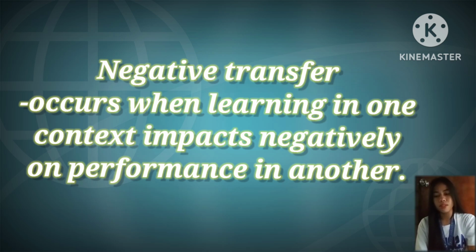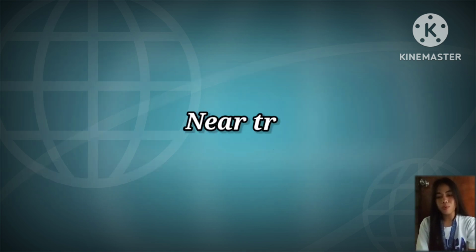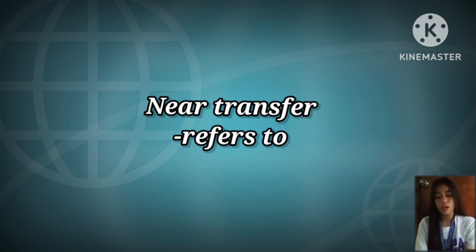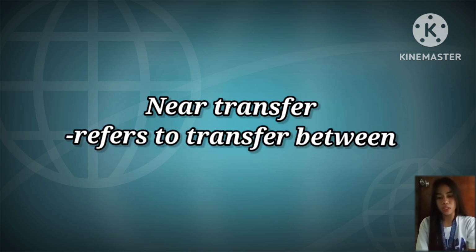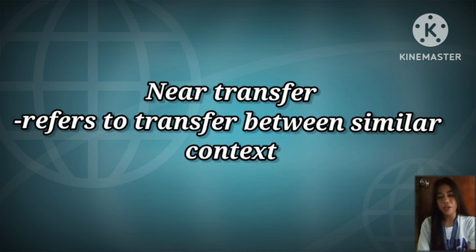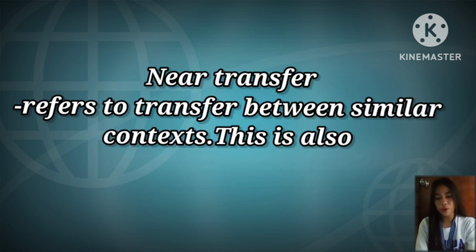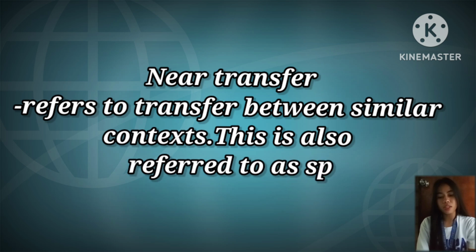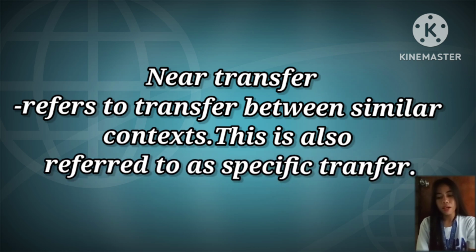So, the next type of transfer of learning is near transfer. So, when we say near transfer, it refers to transfer between similar contexts. So, this is also referred to as specific transfer. So, for example, when a student answers a type of algebra word problem in an exam which is similar to what they had in their seat works, or when a student is learning to use a new cell phone that is somehow similar to the one she had before.